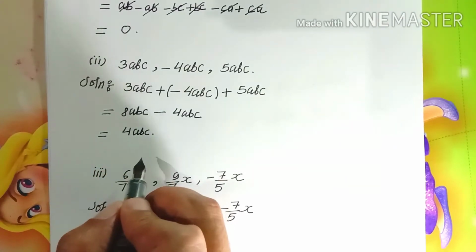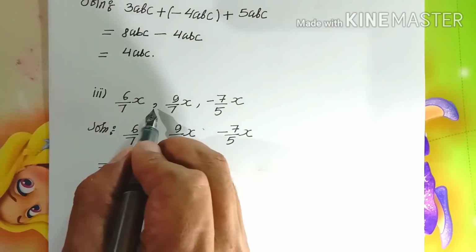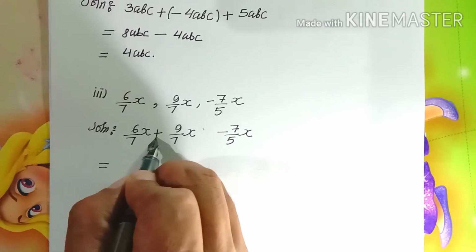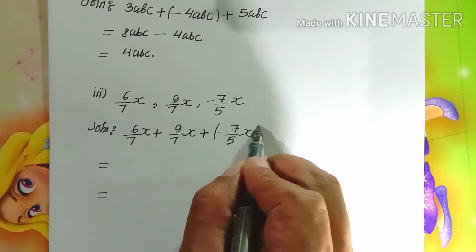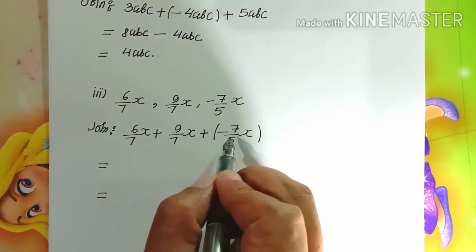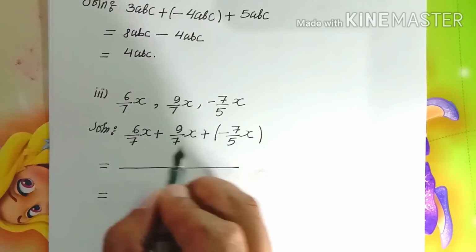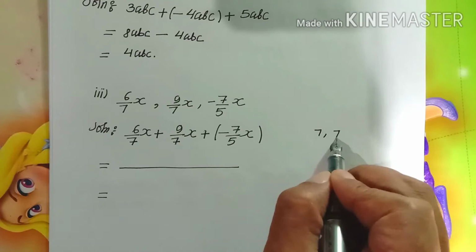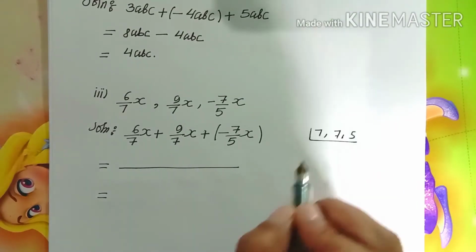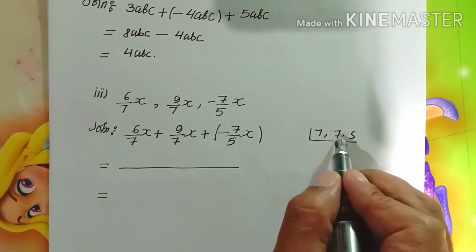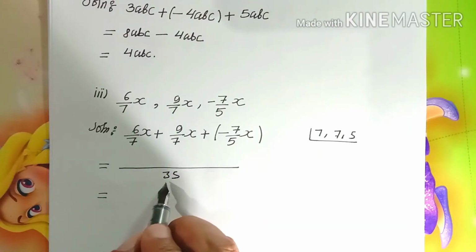4ABC is the sum. Now the third one, again the same procedure you'll have to do here. The given comma, you can replace with a plus sign. Again a comma is there, so we take plus, again minus is there, make use of a bracket. Now we have got fractions, so we can take the LCM. So we can see the denominators, that is 7 and 7, after that 5. So the LCM of 7 and 5, we don't have any common factor, so the product of 7 and 5 equals 35.